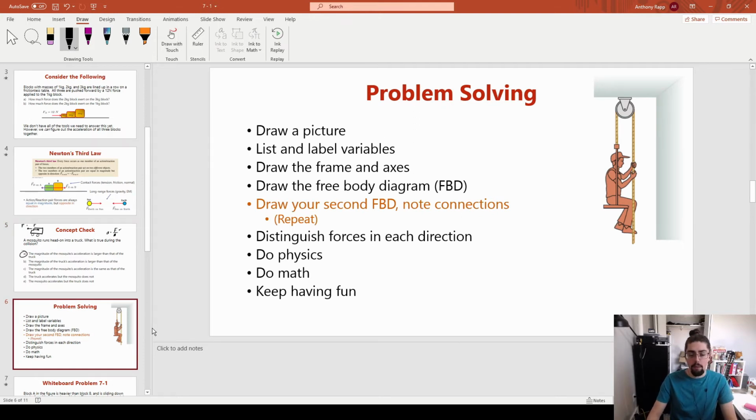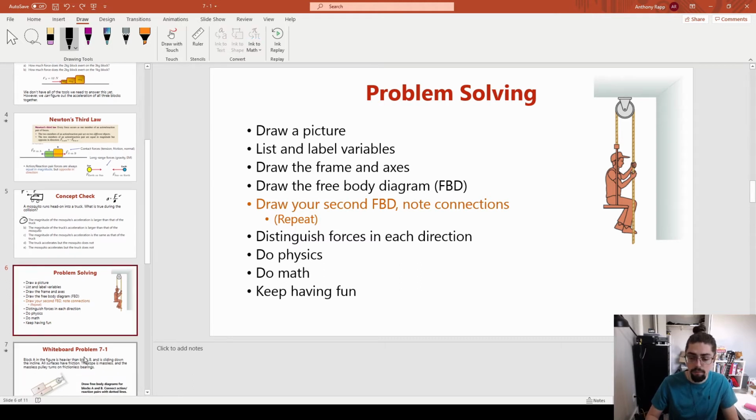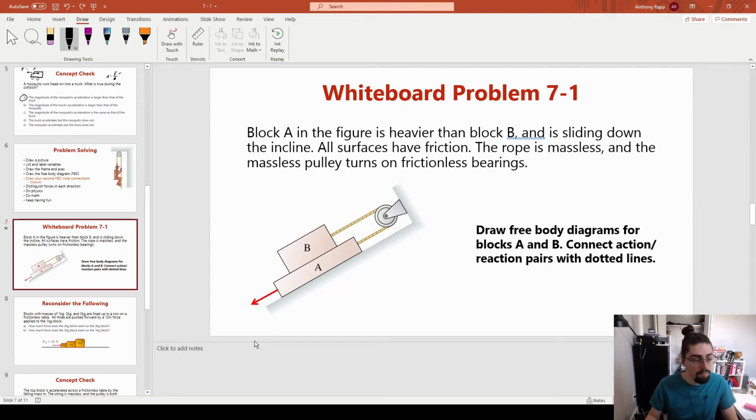Okay. But anyways, when we're talking about solving these problems now, we're adding an extra little step where, now that we've got more objects, we need more free body diagrams. So when you're going through these things, you're just going to draw a free body diagram for every single object you've got. That's really the only step that we need to add here. And we need to remember that Newton's third law is going to be a big deal for us at this point.